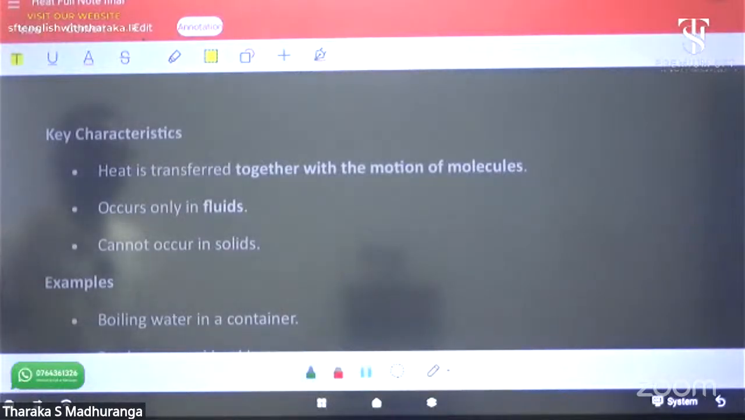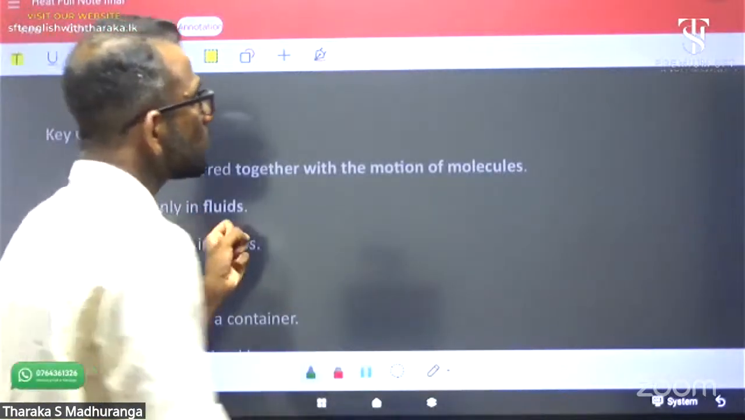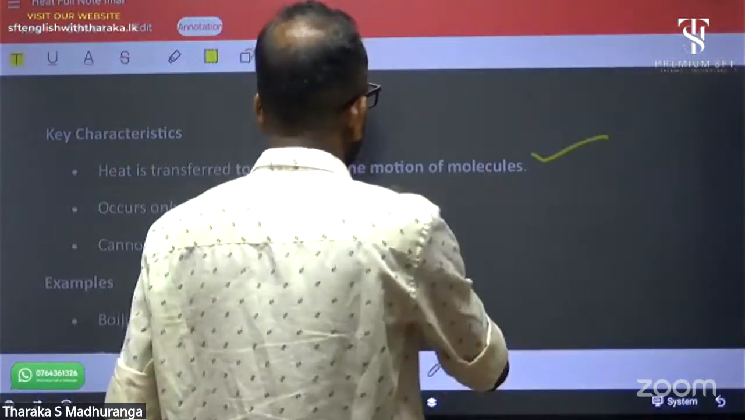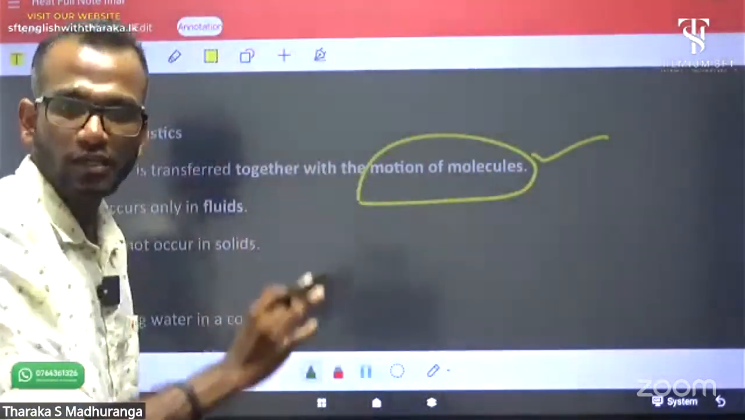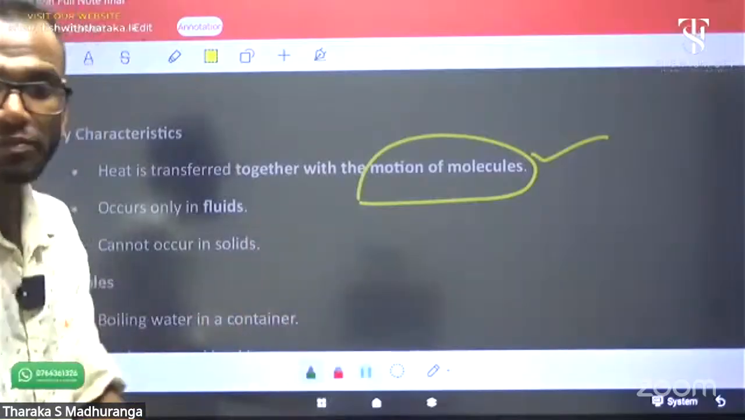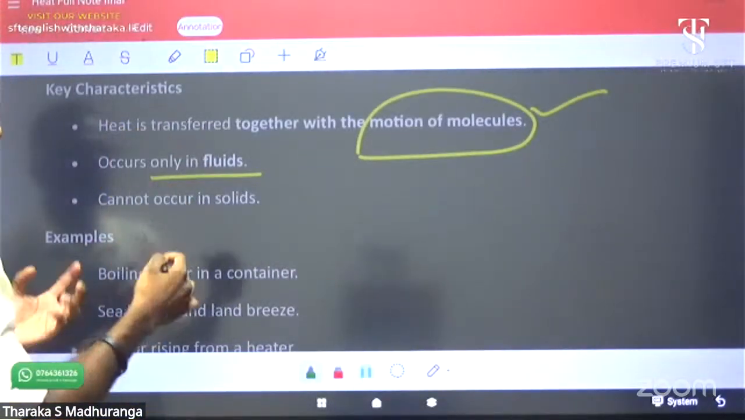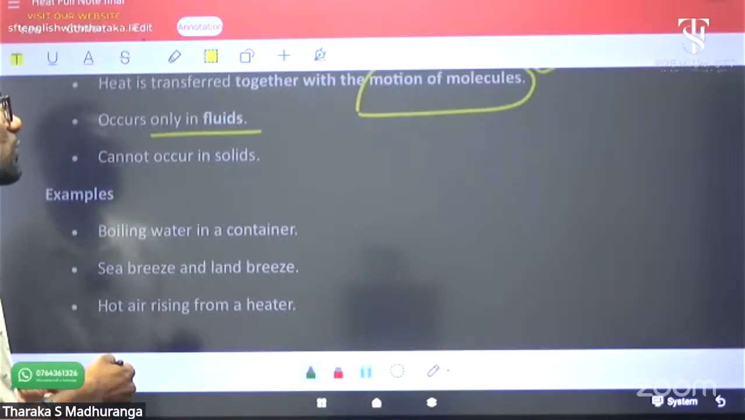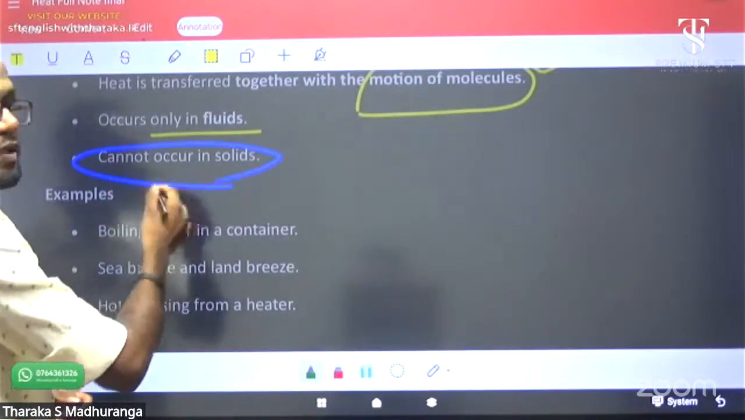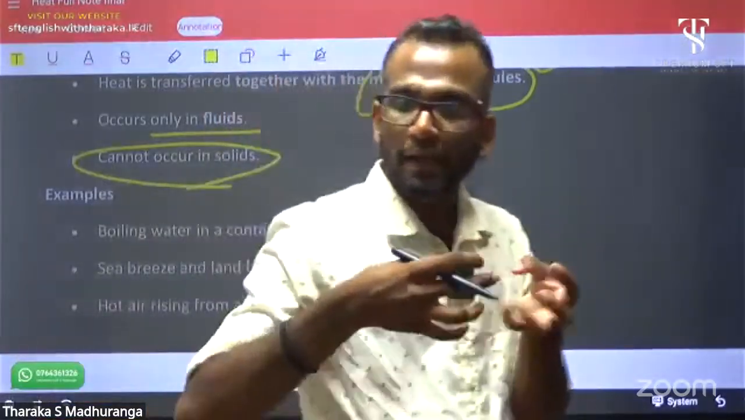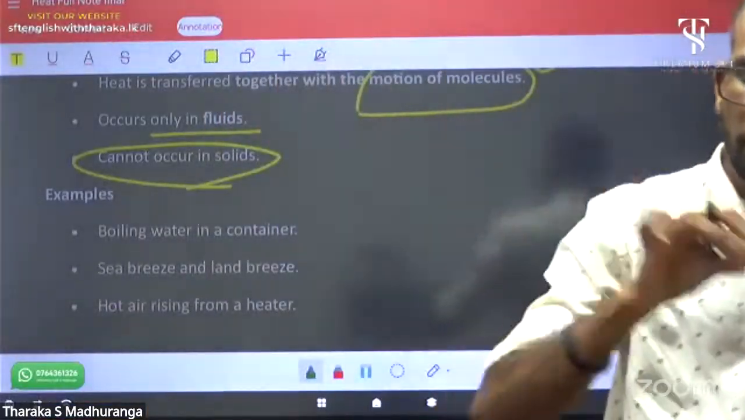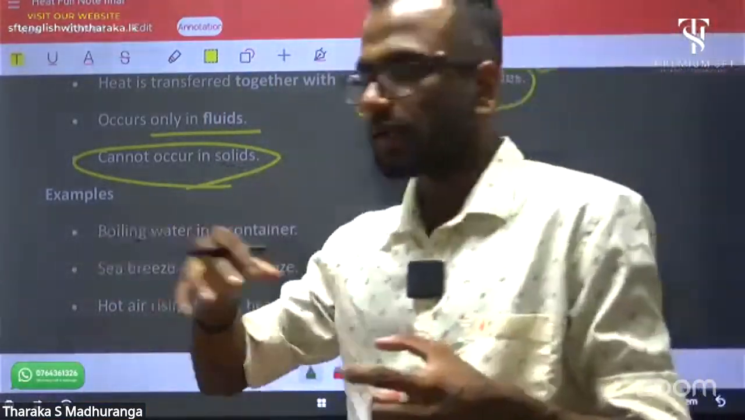Key characteristic: heat transfer together with motion of molecules. There is a net molecule motion in convection. That's the main thing. Liquid and gas both. Net molecule movement occurs inside the fluid. It cannot occur in solids, because solids are highly compacted, therefore they cannot move separately, right?